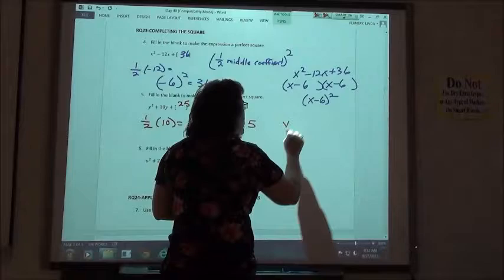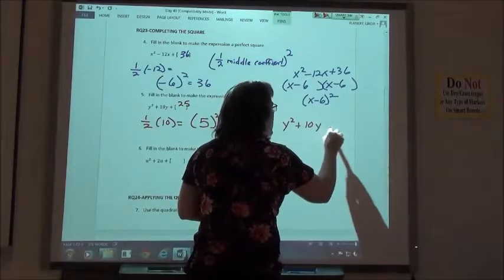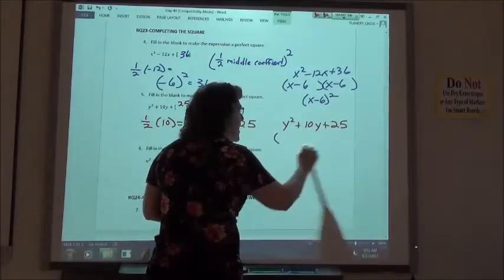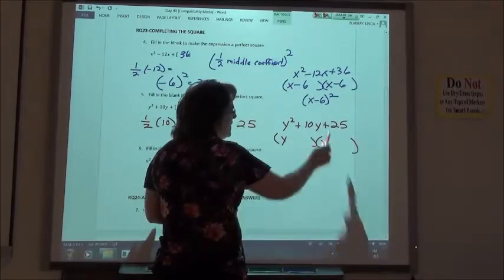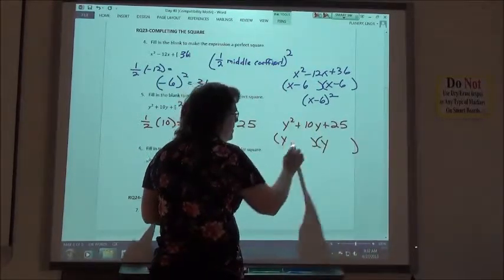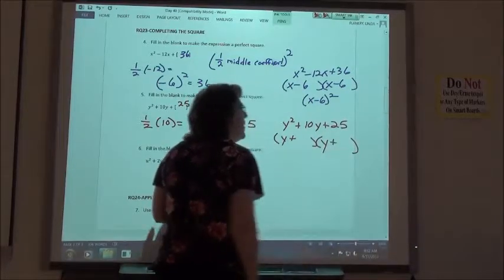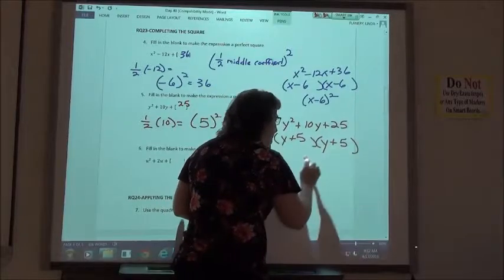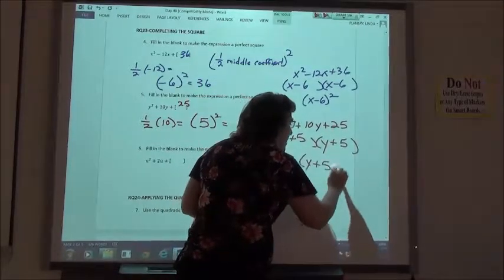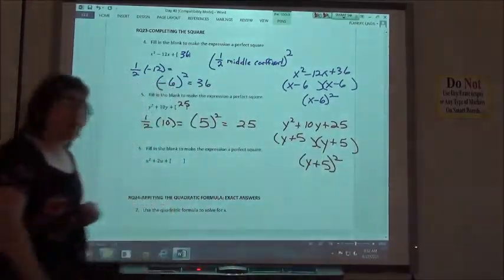If I have y squared plus 10y plus 25 and I factor it out, I'd have y and y. Since the end is positive, they're both the same as the middle, which is also positive. And factors of 25 that add up to 10: 5 and 5. Sure enough, it factors out into a perfect square.